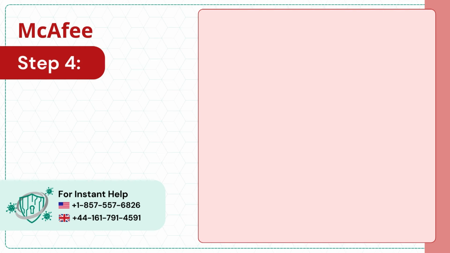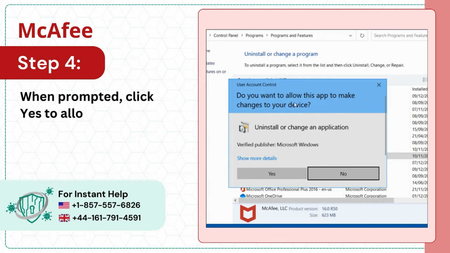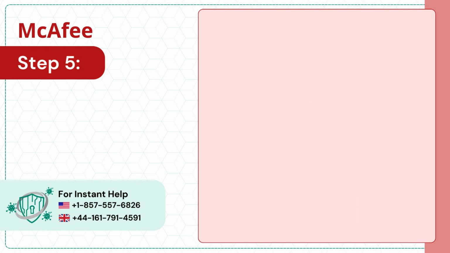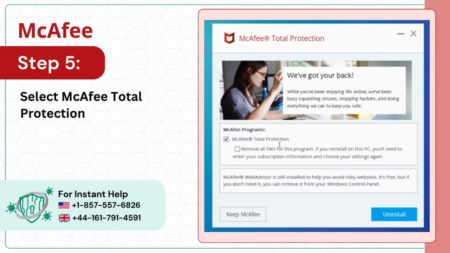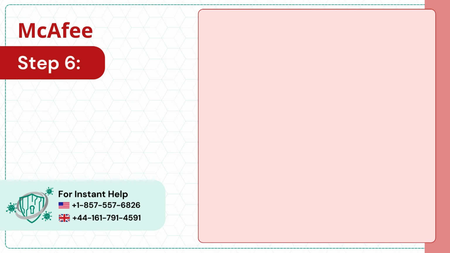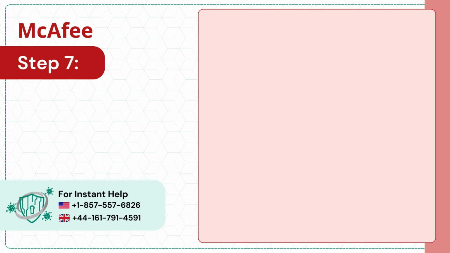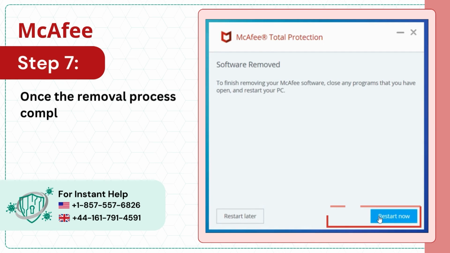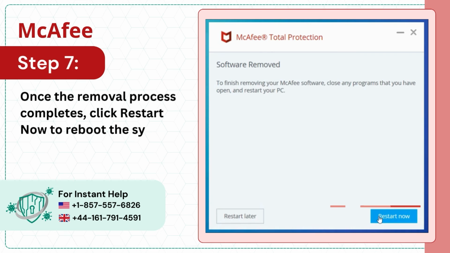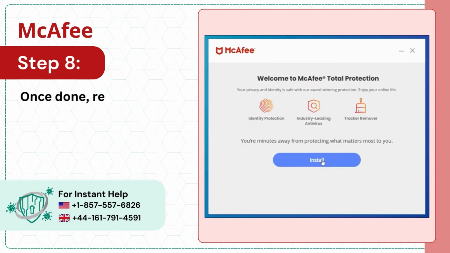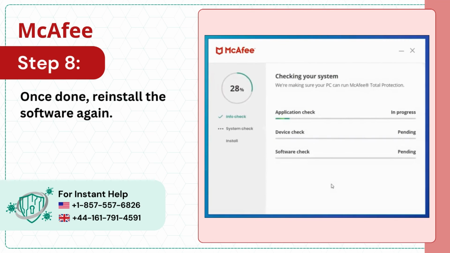Step 4. When prompted, click Yes to allow the app to make changes. Step 5. Select McAfee Total Protection and click Uninstall. Step 6. It'll take a few minutes for the app to be completely removed. Step 7. Once the removal process completes, click Restart Now to reboot the system. Step 8. Once done, reinstall the software again.